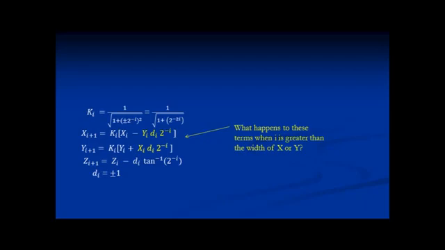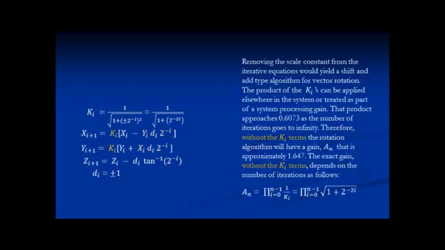Now we're getting somewhere. Just that pesky k sub i multiplication is left. Well, there's a way to get rid of that too during our iterative process. Now let's look at the k sub i term and notice that by removing the scale constant from the iterative equations would yield a shift and add type algorithm for vector rotation. The product of the k sub i's can be applied elsewhere or later in the system or treated as part of a system processing gain.